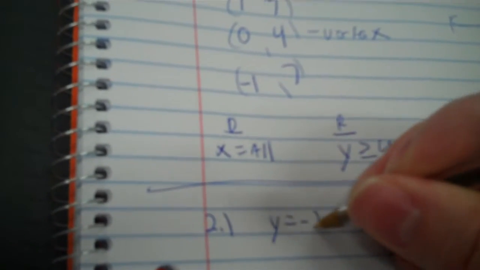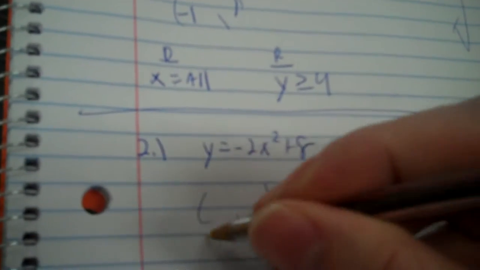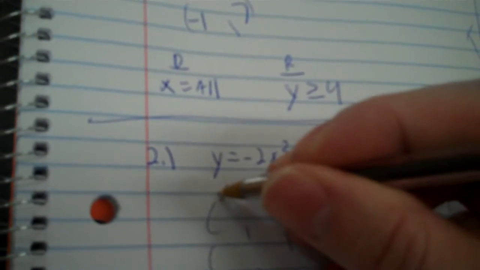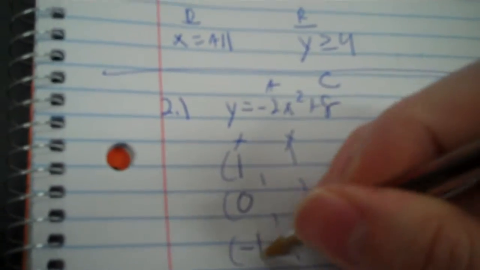Okay, number 2. Y equals -2x to the second plus 8. Got to graph it. Okay, that's an A and a C, so the B is 0. Okay, alright, then you plug it in. So -2 times 1 to the second plus 8 gives me 6. Pretty sure that one's 6 too.